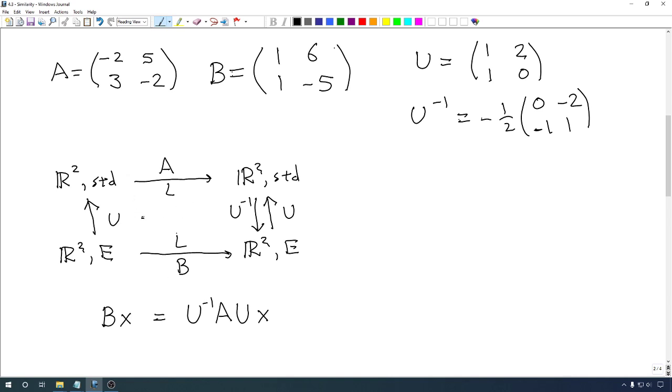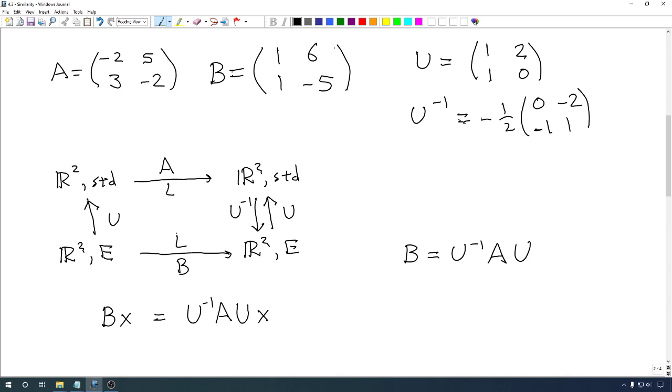I mean, really all we've actually done here is applied the linear map, or the linear operator L. So we should get the same result. So we have this result where for any vector x in R2, B times x is the same thing as U inverse times A times U times x. Or in other words, B is equal to U inverse times A times U. And if you want to go and actually test this out, you can go ahead and multiply these out.